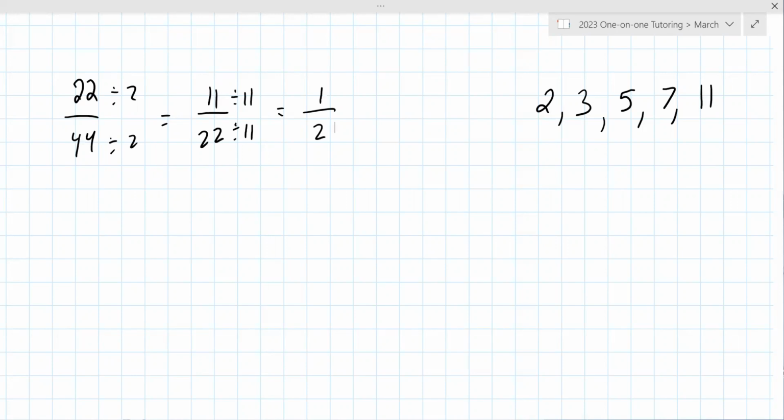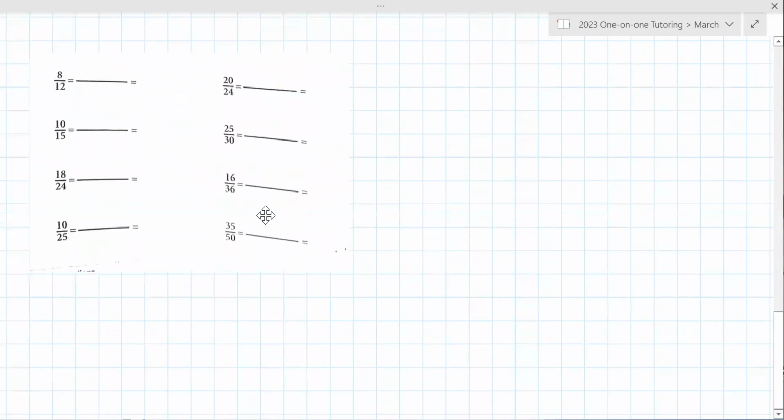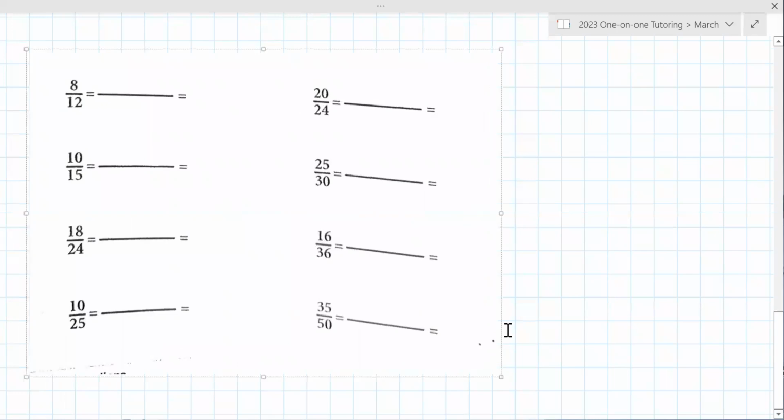8/12. 2 can go into both, so that becomes 4/6, and you try 2 again. If 2 works, you keep trying it. So does 2 work? Yes. You're dividing both of them by 2, so it becomes 2 over 3. Yes. Try the next one, please.